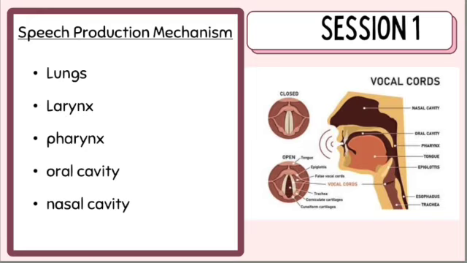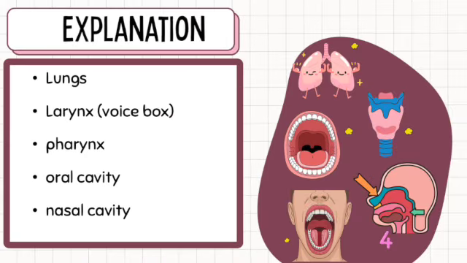Session 1, Speech Production Mechanism. We will start with the lungs, which is the main organ in the speech production mechanism. This is what we call the powerhouse of speech mechanism. When we inhale and exhale, the air that comes up helps us to make sound. In simple terms, if there is no air, there is no sound.